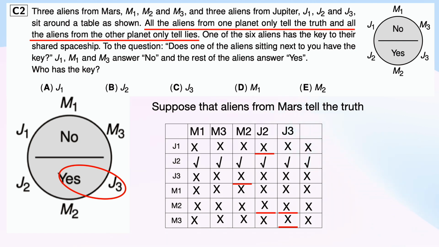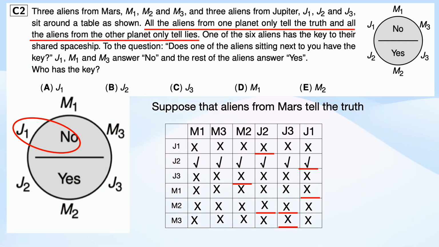Still no contradictions. So finally, we have to check J1. J1 says no, but since he lies, that actually means yes. So either J2 or M1 must have the key. And we already know that J2 has the key and M1 doesn't. So that also checks out. So everything is consistent with our assumption that the aliens from Mars tell the truth. Thus, the correct answer is B. J2 has the only key.